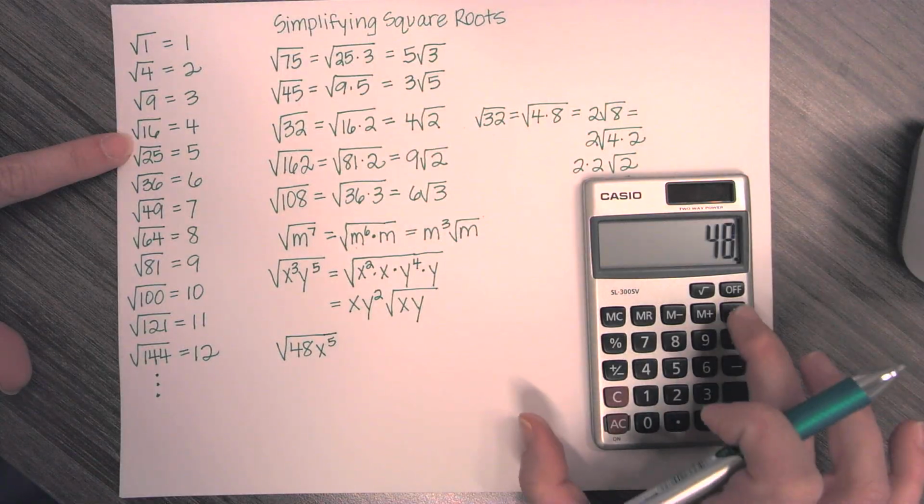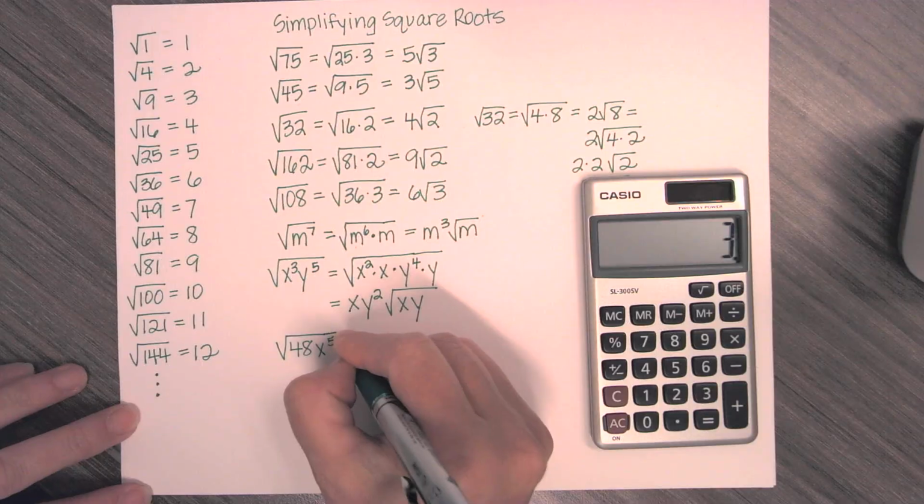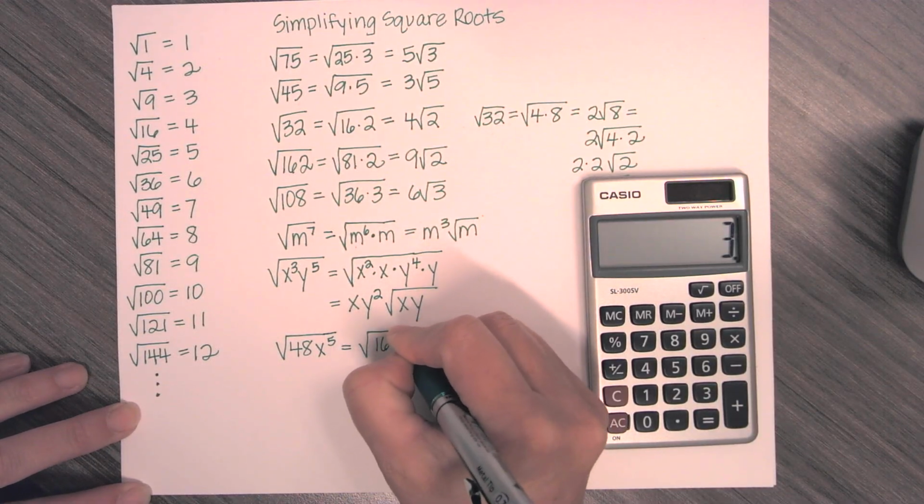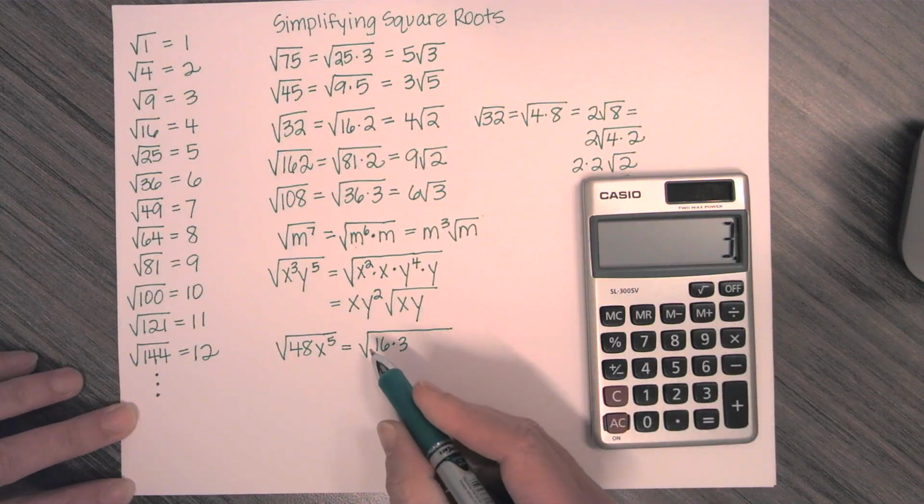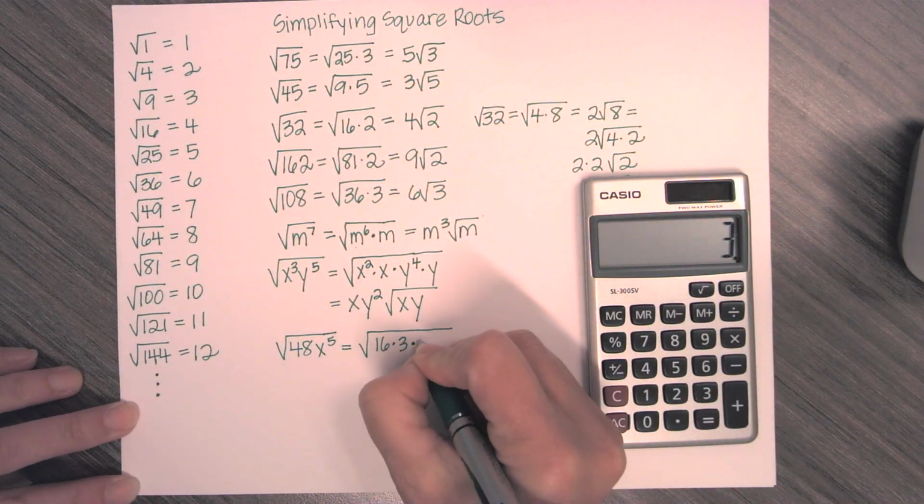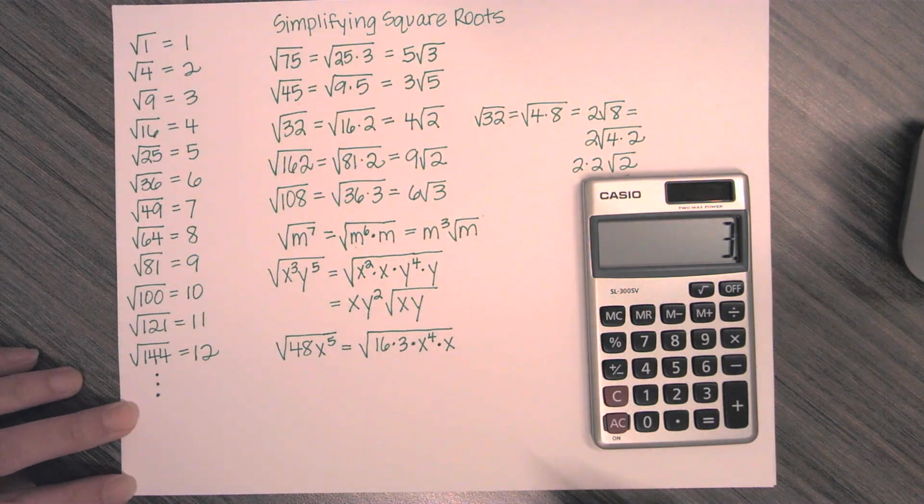Let's try 16. Yes, 16 goes 3 times. So I'm going to go ahead and break my 48 down to 16 times 3. Now x to the 5th, the largest perfect square less than x to the 5th is x to the 4th, which will leave 1 left over.